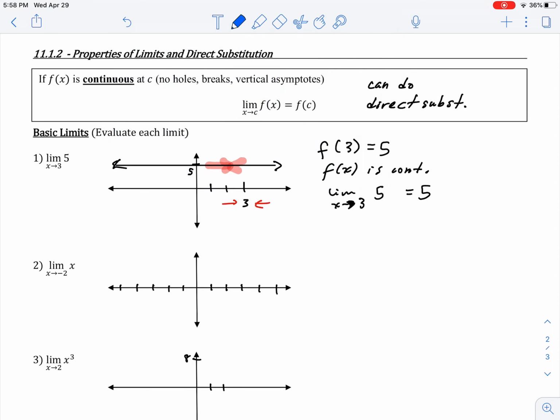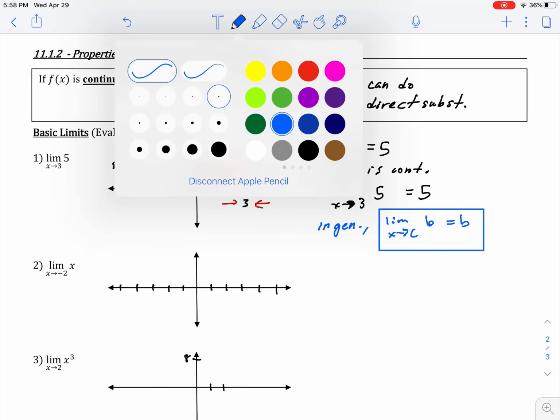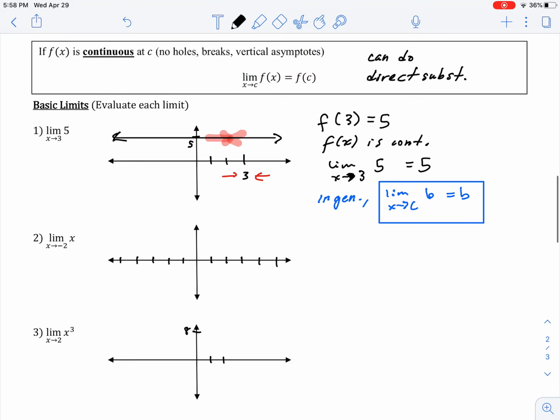And that gives me just a larger generality. We can say in general, the limit as x approaches c of some constant is simply equal to that constant itself. Okay? All right, let's try another one. This next one here, we've got another function. This time our function is equal to x.